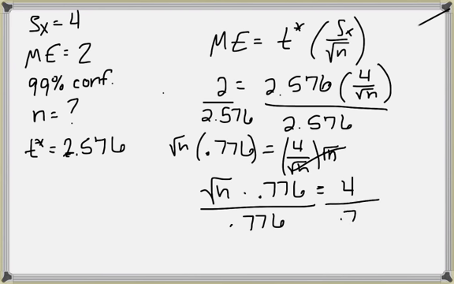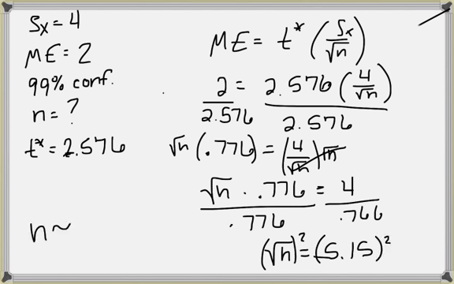Divide both sides by 0.776. And I get square root of n equals 5.15. So now, of course, I have to square both sides. So my approximation for n is 26.5. We always want to round up though, so we will say 27. We can't take half a sample, so we would just round that up to 27 as our sample size.